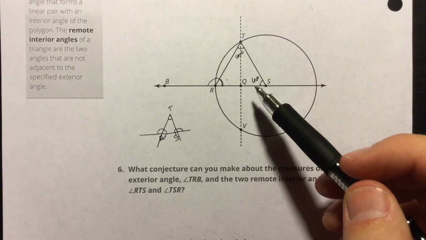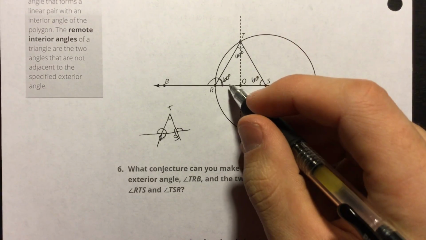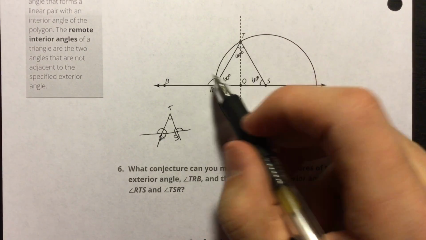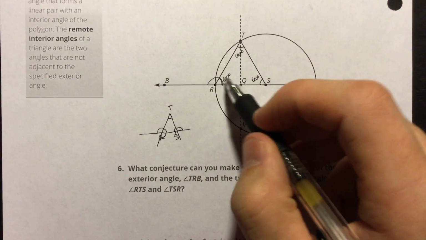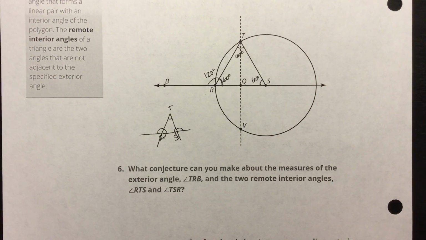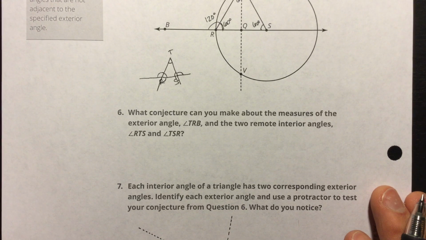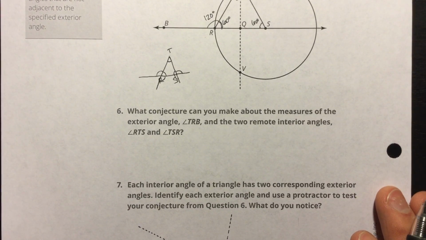So 60 and 60, and because this is an equilateral triangle, this is also 60. And because TRB is a linear pair with the 60 degree angle, that means this is going to be 120 degrees. Okay, so it says, what conjecture can you make about the measures of the exterior angle TRB and the two remote interior angles RTS and TSR?